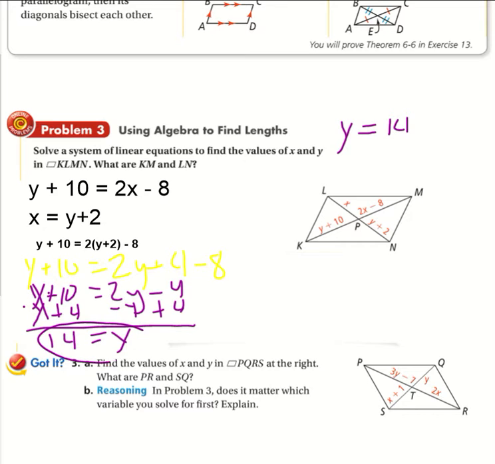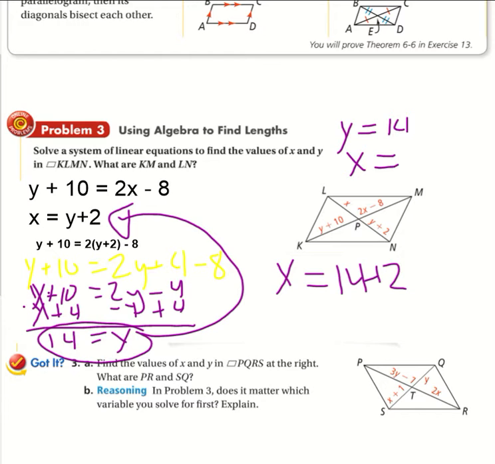Well, now let's find x. We take this y equals 14 and plug it back into our first one. For y, we get x equals 14 plus 2. If x is 14 plus 2, x is 16. Now let's look at our drawing. We know that LP is x, so if LP is half of LN, that means this half is 16. So LN equals 16 times 2, which is 32. We got our first one solved.